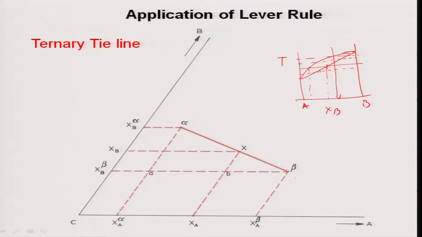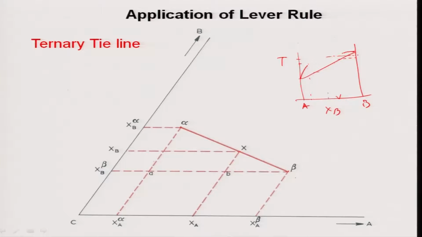Now, how do you find out the volume fraction of alpha and the volume fraction of beta? That is what we do using tie lines, right. How do you do it in binary? Very simple. Let me just erase this, then it is easy to show you. Otherwise you will get confused.